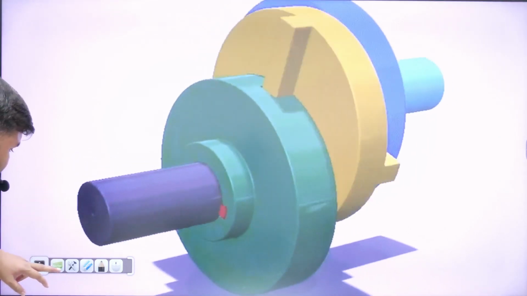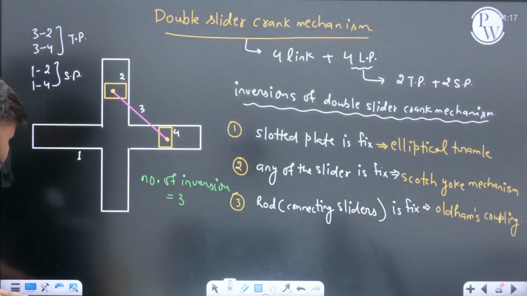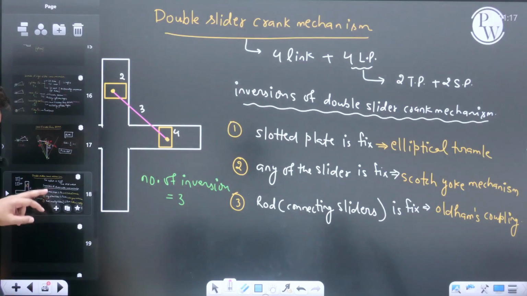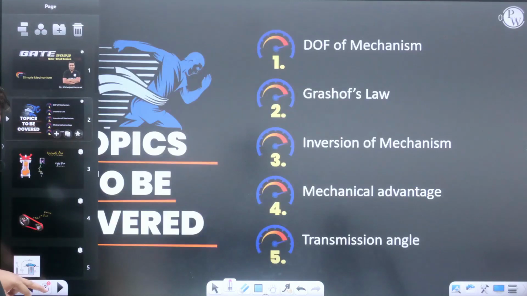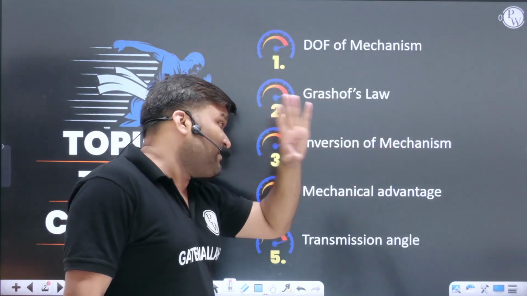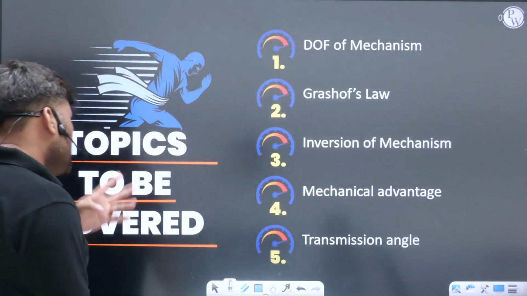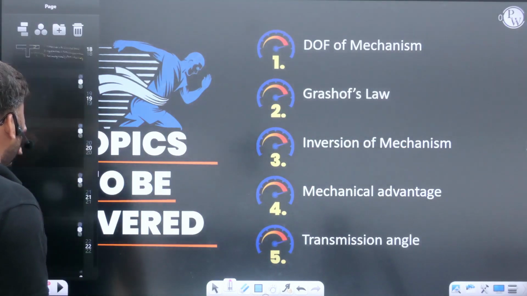क्लियर है ना? चलो, if everybody is comfortable till this point, थोड़ा सा और आगे बात कर लेते हैं. As promised, today we will be covering degree of freedom के बारे में बात करेंगे. We have done Grashof's law, we have seen inversion of mechanism. Now we will talk about two very small but very important topics. What is mechanical advantage and what is the transmission angle?